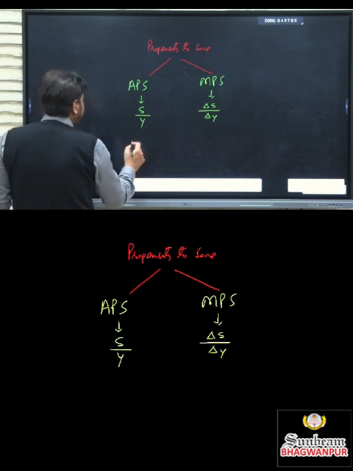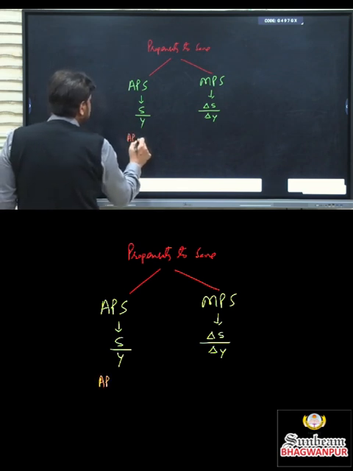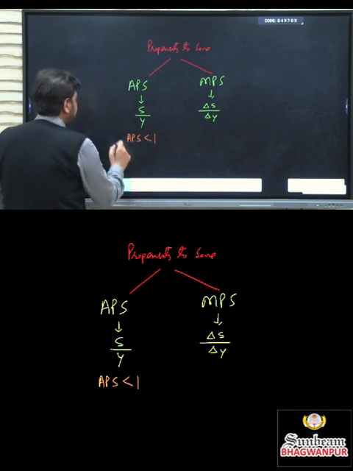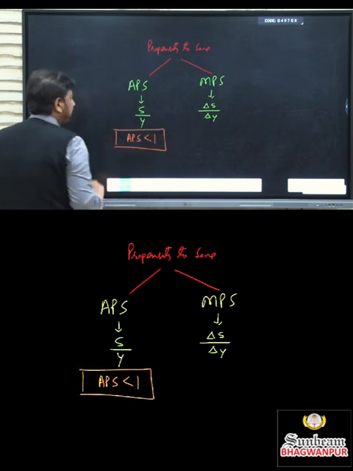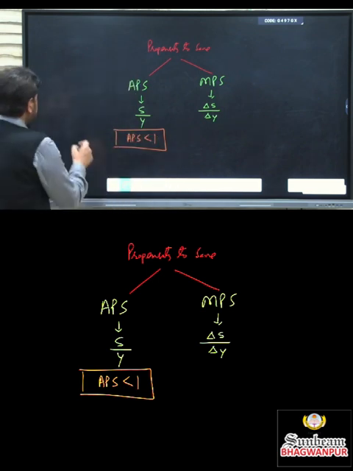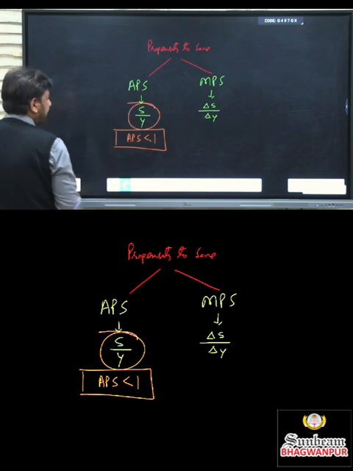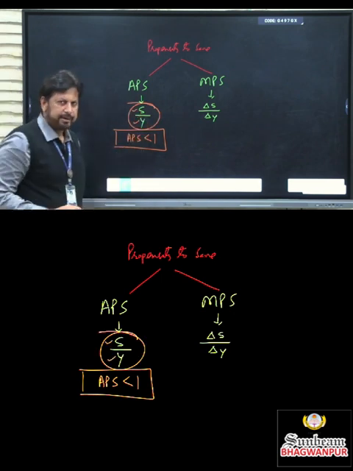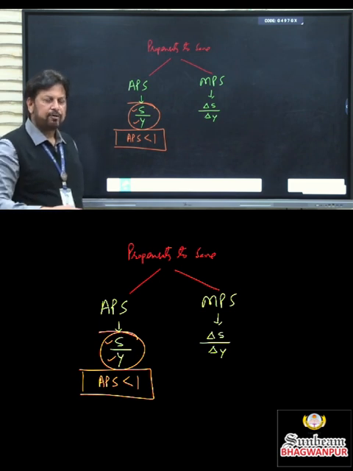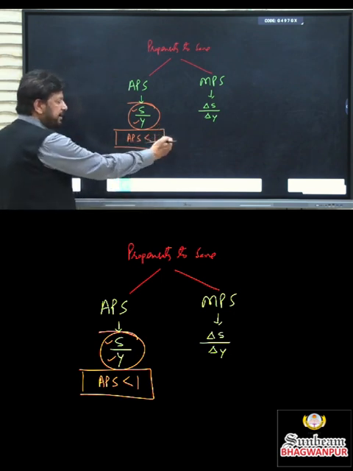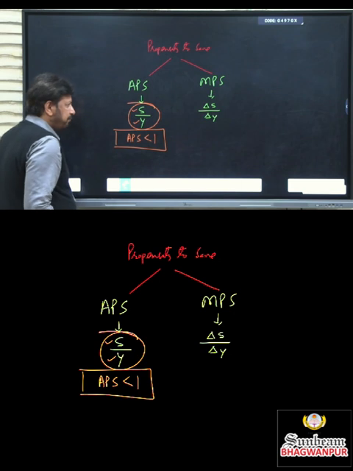The value of APS is always less than 1. It can never be 1 or more than 1, because we know that APS is S upon Y. APS can be 1 only when saving and income are equal to each other. That is not possible because there is some positive consumption. Consumption can never be 0. So the value of APS remains less than 1.